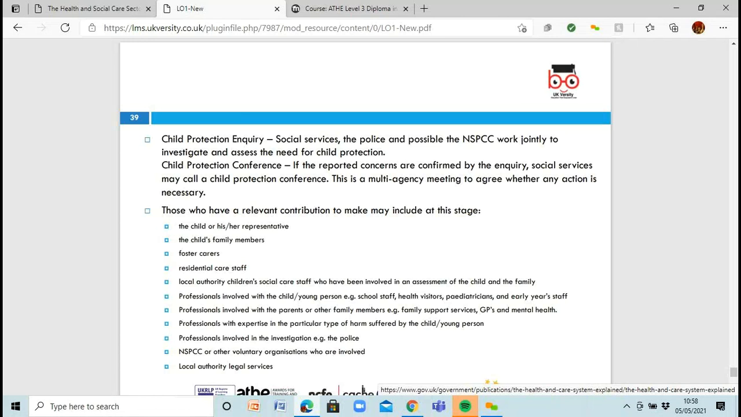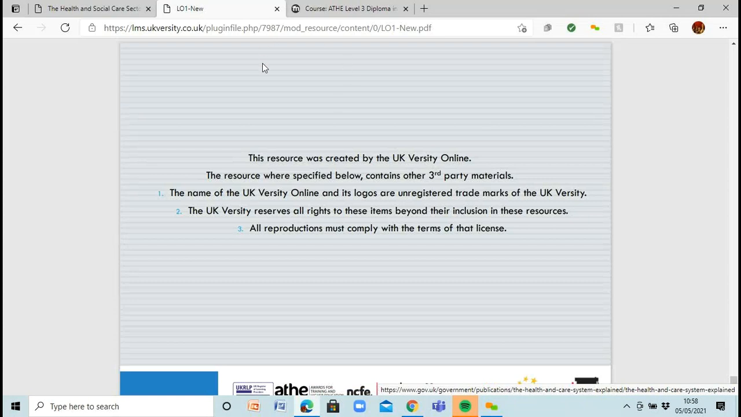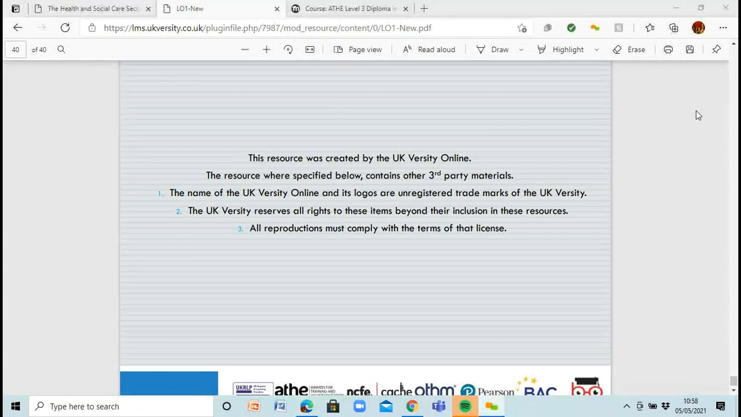And then we've just got child protection inquiry. So these are social services, police, and NSPCC who work together. So that's it from there. Let's turn this off.